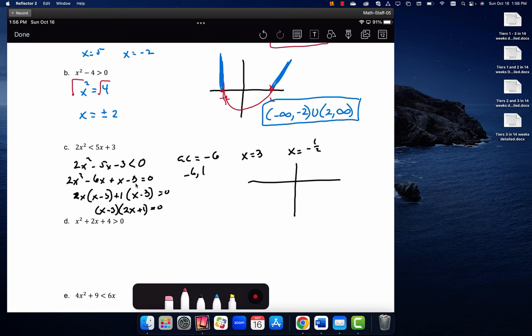Graph that. We have -1/2 and 3. We know that the quadratic is opening up. So again, quick sketch. Doesn't have to be crazy accurate. We just need a quick sketch so that we can now look at the graph and answer the question. So here we have, where is the quadratic less than 0? In other words, where is it below the x-axis? It's below the x-axis from -1/2 to 3.